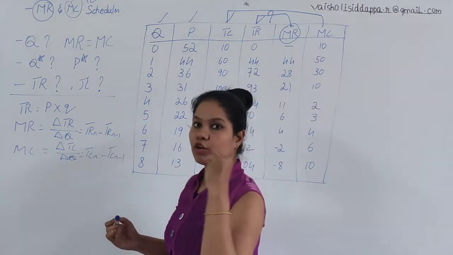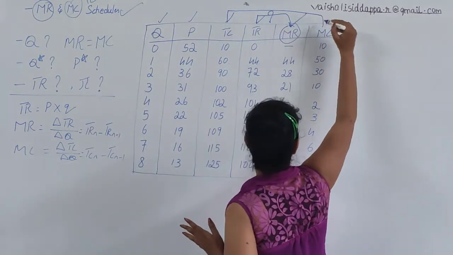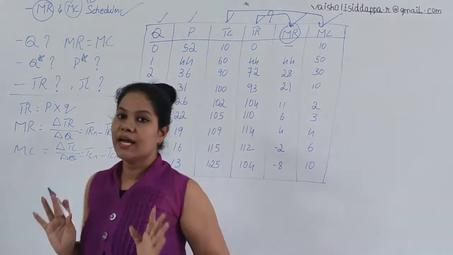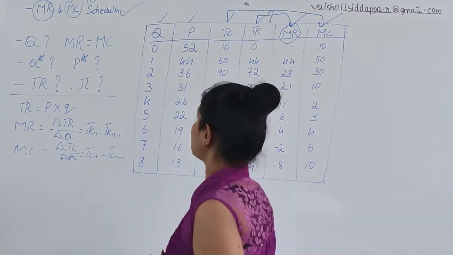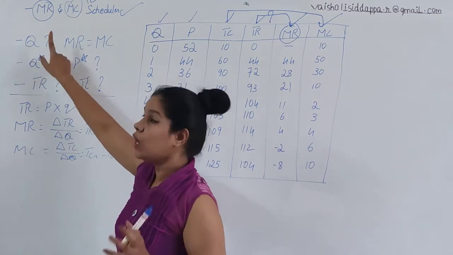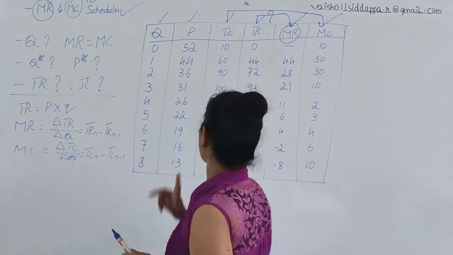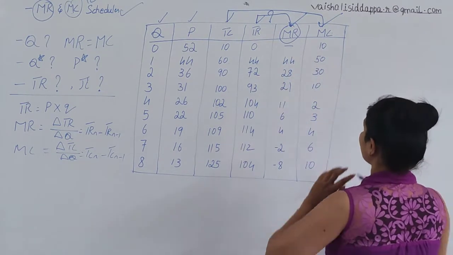So now we are already done with the MR and MC schedule, because we have already constructed it. Now the second question. What is the second question? The second question is asking you to find the quantity where MR is equal to MC. So keep checking at which point they both are equal.